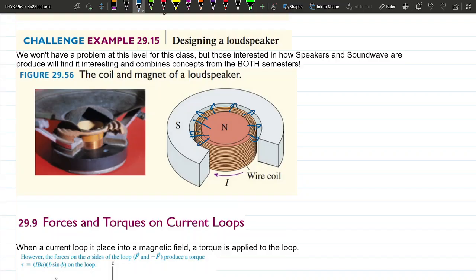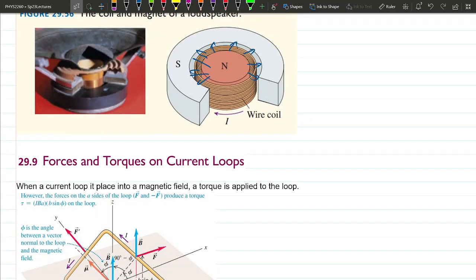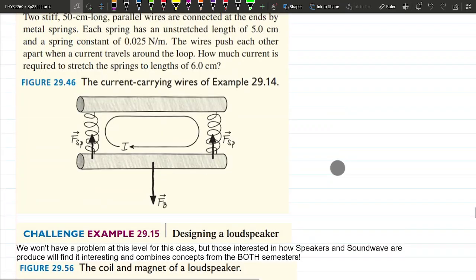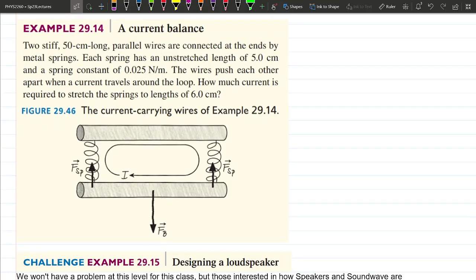And that vibration, as we learned from last semester, vibrations of air is what? Is sound. And that's how speakers produce sound. So if you're interested in how a speaker works, go through this example and you can actually learn how that works. Any questions about forces on current carrying wires?